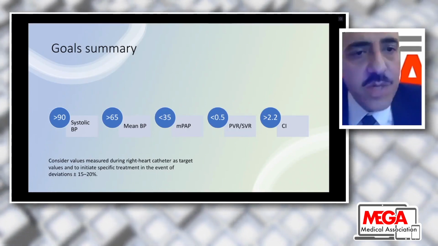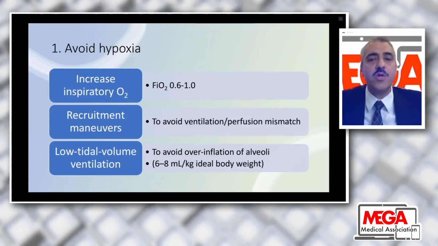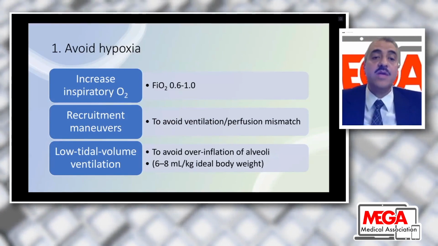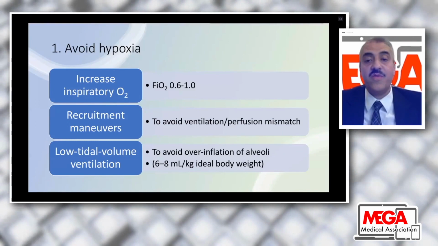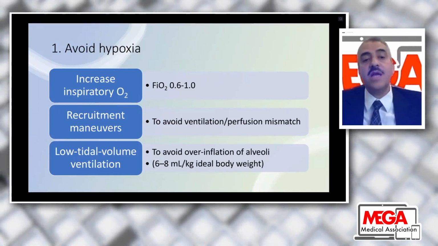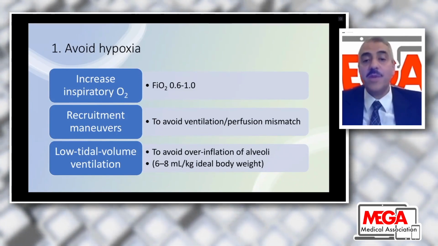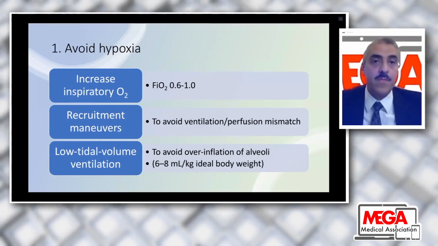So we need now to avoid hypoxia. How can we avoid hypoxia? You all know this. We can increase the inspiratory oxygen, FiO2, to between 0.6 and 1. We can do some maneuvers to recruit the lungs to avoid ventilation perfusion mismatch. We need to start the low tidal volume strategy with a tidal volume of 6 to 8 ml per kg to avoid overinflation of the alveoli.